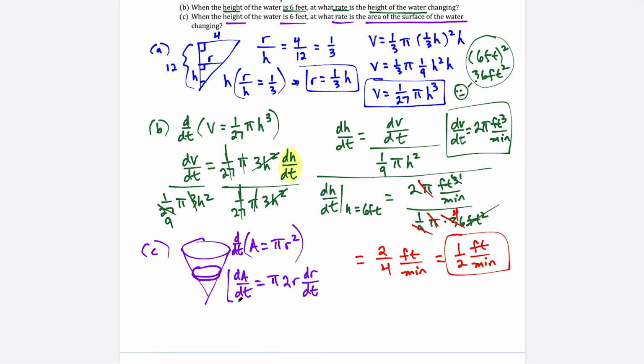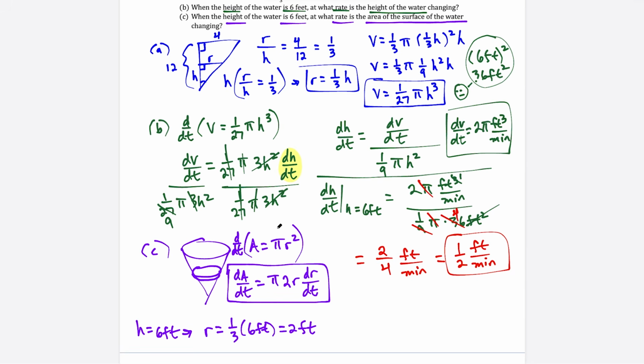So now to close this out, we're going to make use of the information we found in part A and part B. So we need to know here, what is the radius at the moment the height is equal to 6 feet? So this formula we found in part A, we said that r is equal to 1/3 h. So when h is equal to 6 feet, if we plug into that formula from part A, we could say that r is equal to 1/3 of h. So we're taking 1/3 of 6 feet, which is equal to 2 feet. So we have the value of r we need to plug into this formula here.